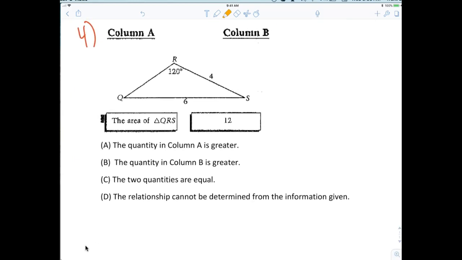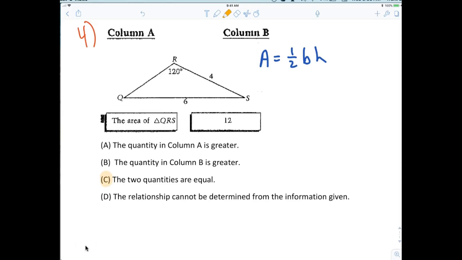The area of triangle QRS. What's the formula for area of a triangle again? 1/2 base times height. All right, so I want everybody to write down area equals 1/2 base times height. And again, I thought this was very tricky. All right, does anybody want to give it a shot here? You want to tell me what they're thinking? This is hard. A lot of people thought it was C.